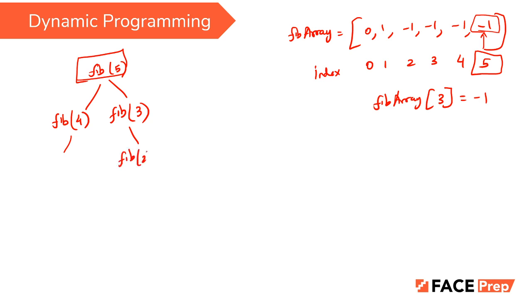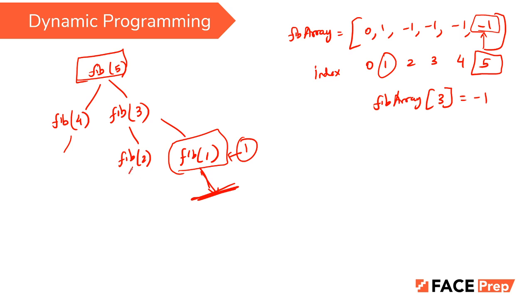Now fib of 3 is going to call fib of 2 and fib of 1. When I check for fib of 1, it is going to first check for fib array of 1. It is set, so this will be 1. So the value returned will be 1 here. Right? Now this will not call anything further. So it is a dead end. Right? Now fib of 2 is going to call fib of 1 and fib of 0. Right?